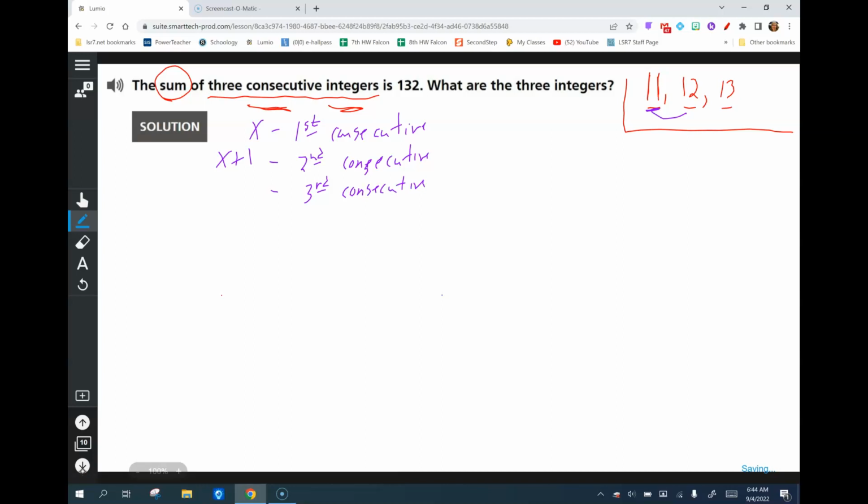Okay, now here's the weird part. You would think that we'd just go, oh, 12, what do I do to 12? No, because my first one is x, I have to base my third one off of that also. So what do I do to 11 to get 13? I add 2, exactly. And so now what we're doing is we're going to take the first consecutive plus the second consecutive plus the third consecutive to get our sum.